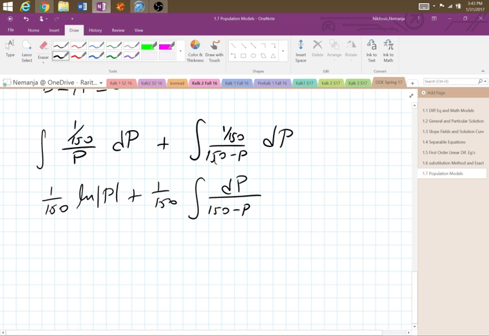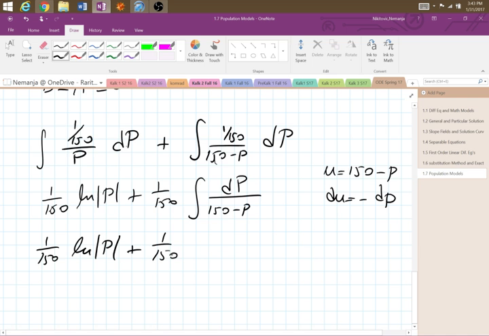Someone better know it. I'm going to downgrade all the grades from before. U sub, basic U sub, thank you. That's all it is, U sub. So we have 1 over 150 ln of P plus 1 over 150, and then the U sub here, so it's going to be ln of negative ln.